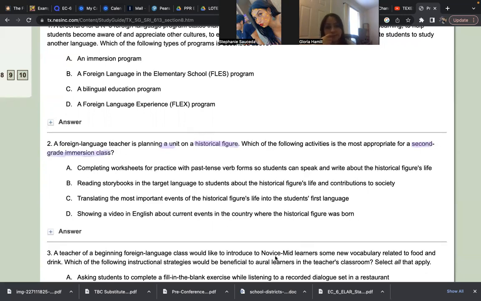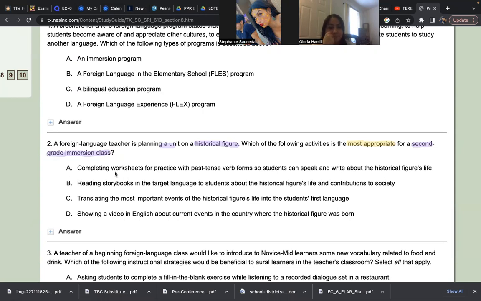Whenever they say most appropriate, it's because they may have given you more than one appropriate answer, which is why you can get down to two answer choices and say, oh my god, they both look good. They probably gave you more than one reasonable response. One is more appropriate than the other based on the specifics of the scenario and the question. So this is a teacher who wants to do a historical figure unit, in a second grade immersion class. We're looking for an activity that would best suit second grade and immersion.